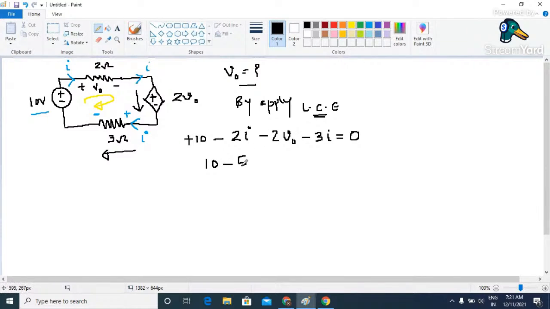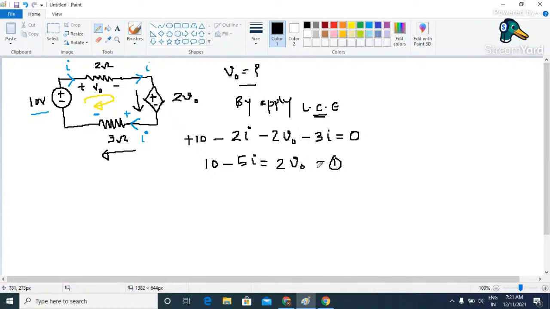Here it is going to be 5I equal to 2V naught. This will be your equation number 1. Now to solve this equation, we have two unknown quantities: the first one is I and the second one is V naught. The mathematical thumb rule is that if you have two unknown quantities, you require a minimum of two equations to solve them.